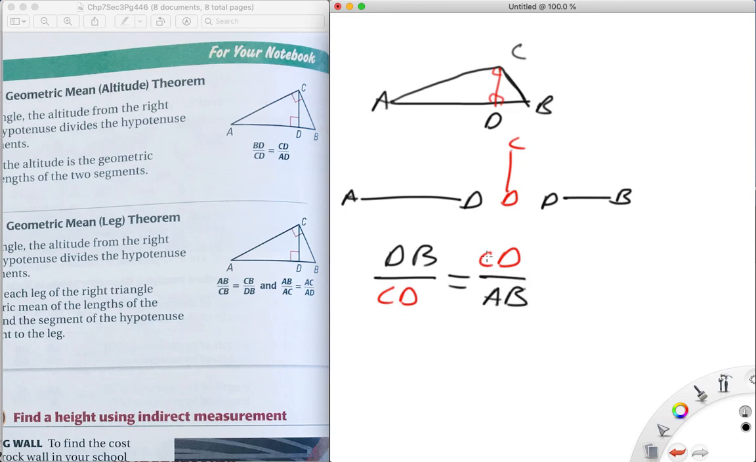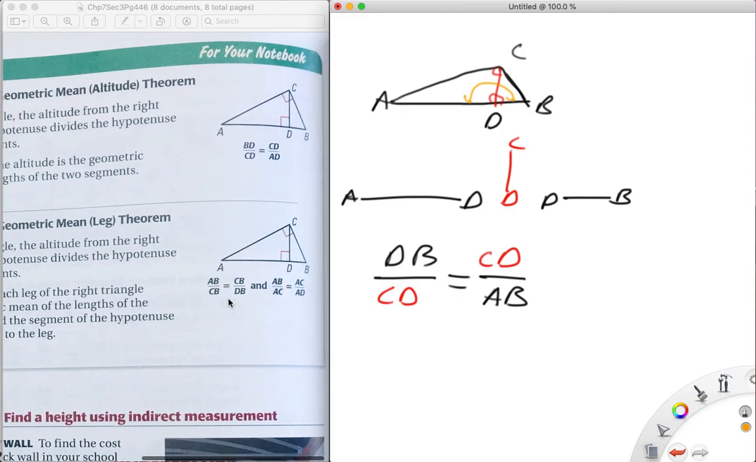So DB and AD are the segments that got cut from the altitude, and then the altitude itself is the geometric mean. So geometric mean of the altitude, I go, boom, boom, boom, boom. So DB to CD, and then CD to AD. It kind of goes, in my mind, sort of like a loop. And it goes both ways. I could go AD over CD is equal to CD over DB. It goes both ways. So boom, boom, boom, boom, or boom, boom, boom, boom. All right, this is the geometric mean of the altitude.